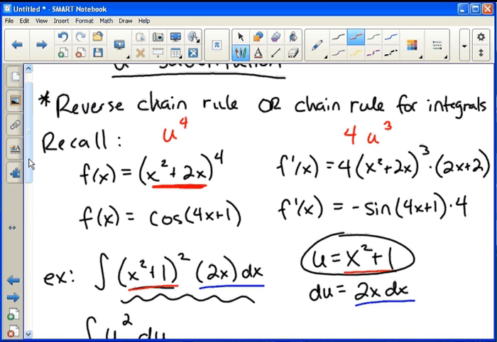So if you notice, when you take the derivative and you go that direction, the du just appears. It wasn't there before. So it should make sense that if you take the derivative and du appears, then when you take the antiderivative, du is going to disappear. So that's why du disappears. It kind of folds itself back into the problem.